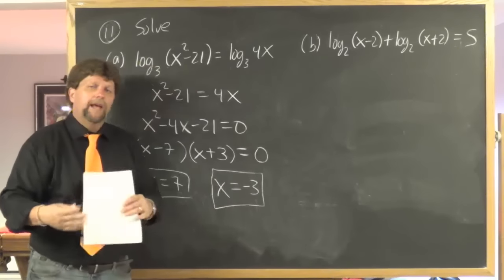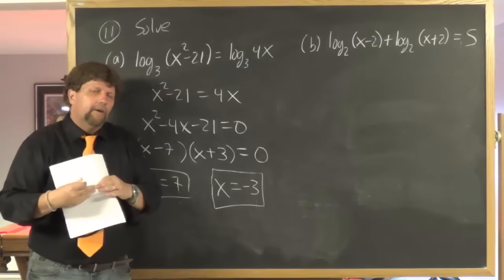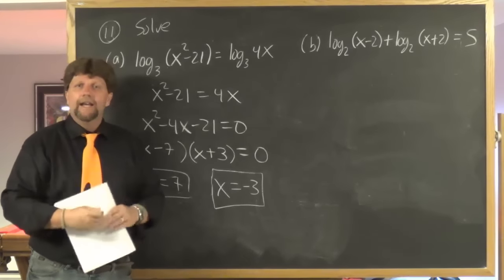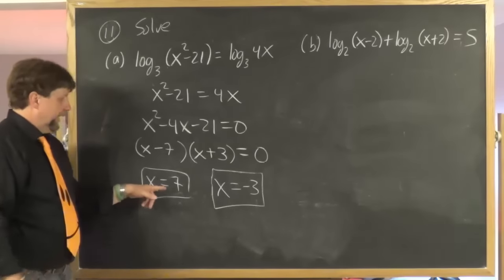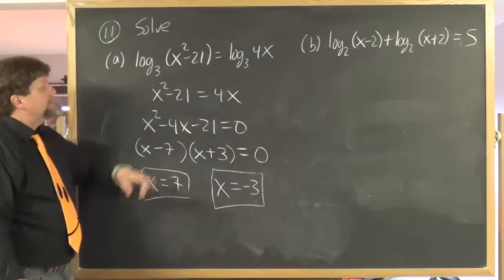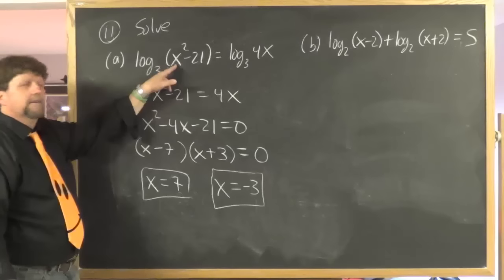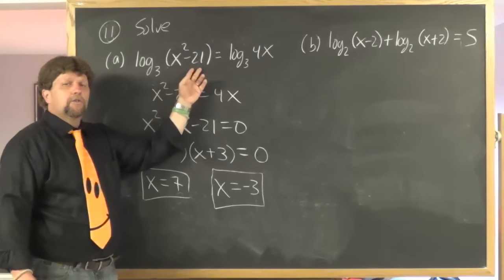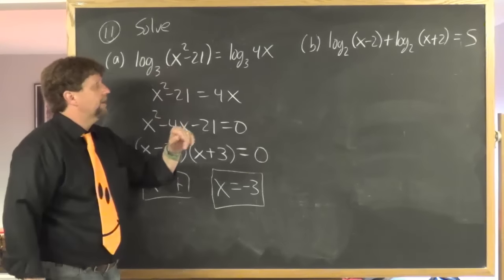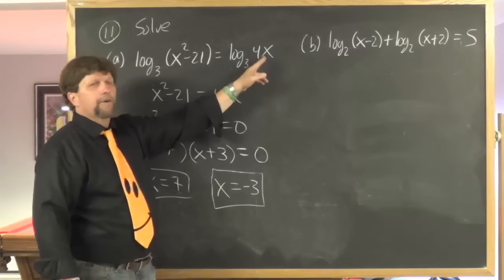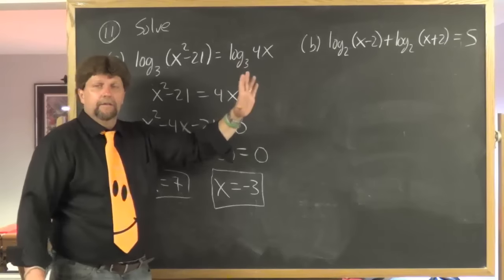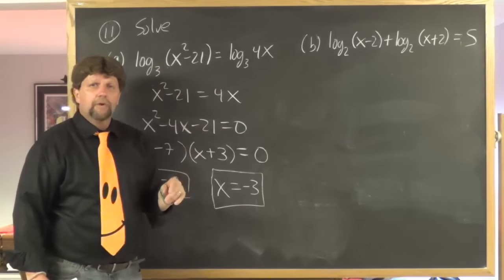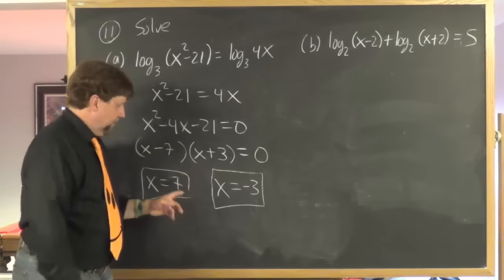Okay, people, remember, we've got to check our answers here. We've got to at least make a reasonability check. You can't take the log of a negative number. So let's look at x equals 7. If I put 7 back in here for x, well, 7 squared is 49. 49 minus 21 is 28. Okay, that's good. 4 times 7 is 28. That's good. I have log base 3 of 28 equals log base 3 of 28. That makes sense, so this checks.